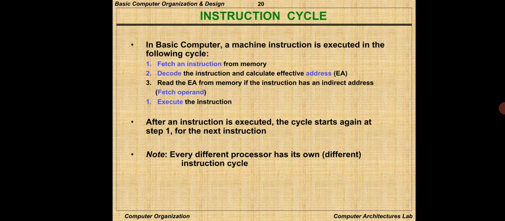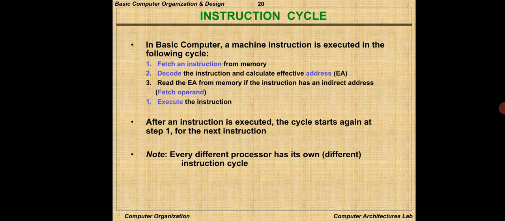The execution cycle is the step that executes the instruction. Based on the decoded value, it performs the type of execution that is needed. After an instruction is executed, the cycle starts again at step number 1.